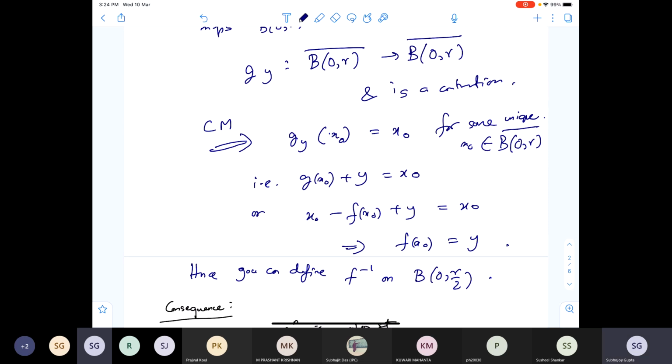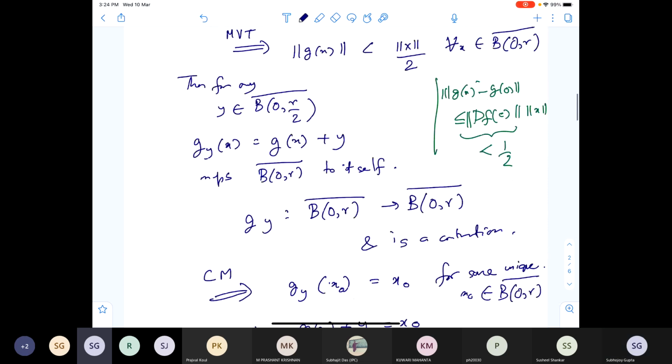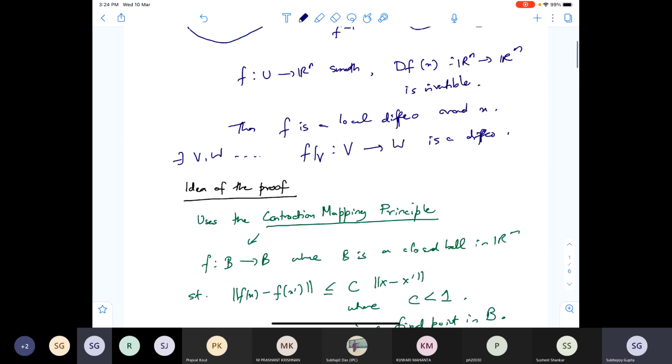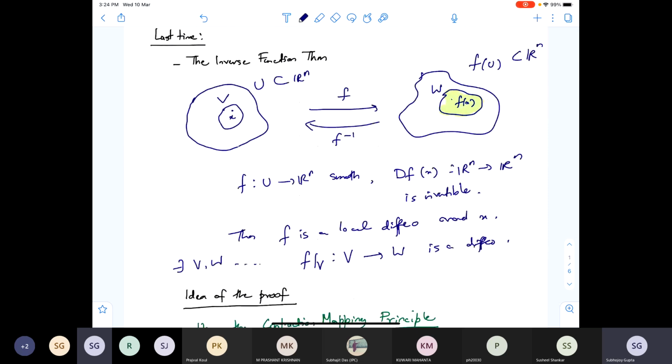So in a neighborhood, you can define the inverse. At least in this green neighborhood W, there is a map going back, so that we get the composition of the identity. In other words, this f is going to be injective here. So for every point y in this small neighborhood, you will get an x naught which maps there.